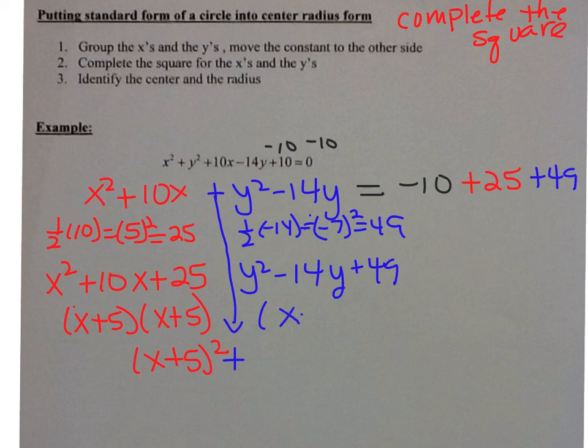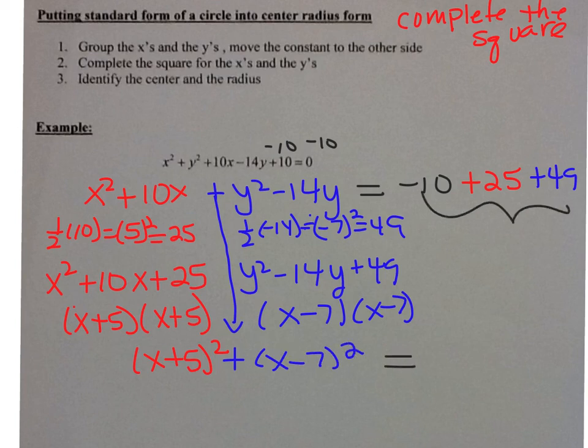We factor, we get (y minus 7) times (y minus 7), which is (y minus 7) squared, equals, now you need to add the whole right side together. So when you add the right side together, you get 64. And now we can identify the center and the radius. So the center is (negative 5, 7) and my radius is equal to 8.